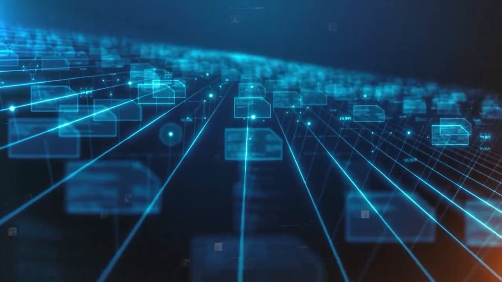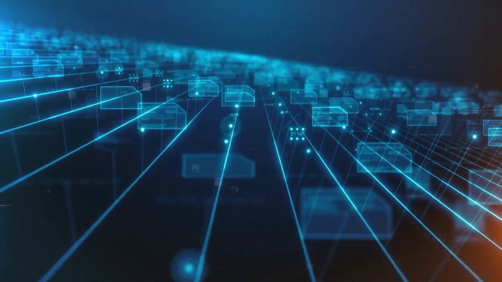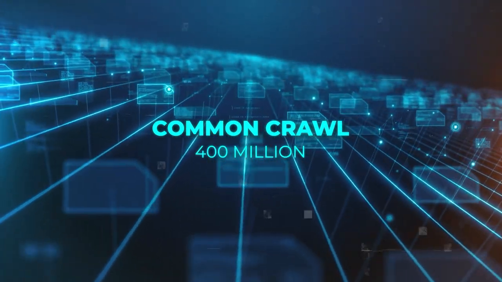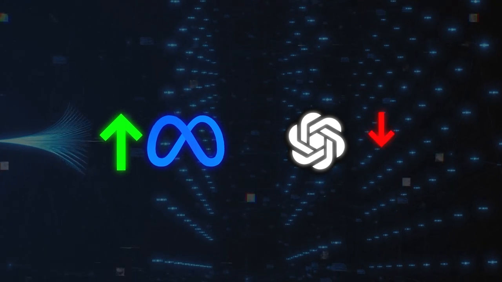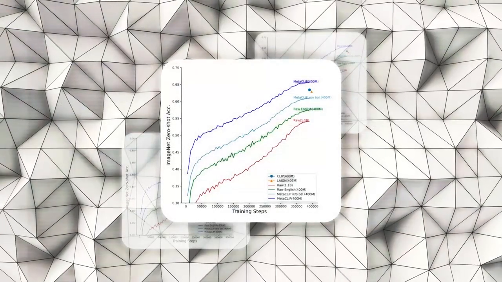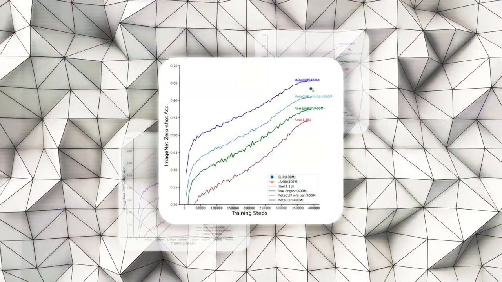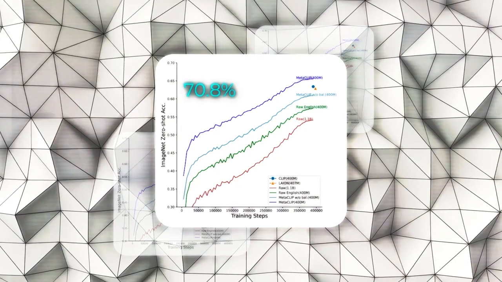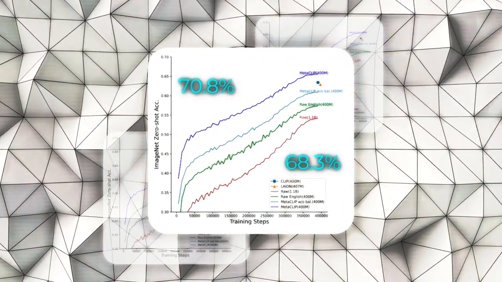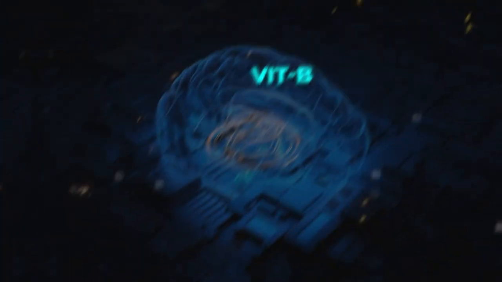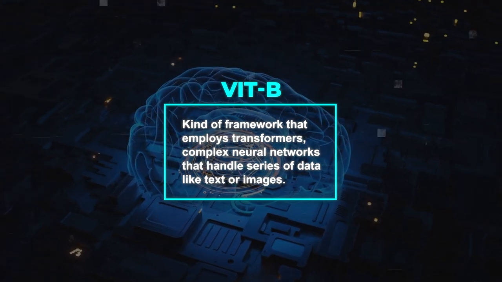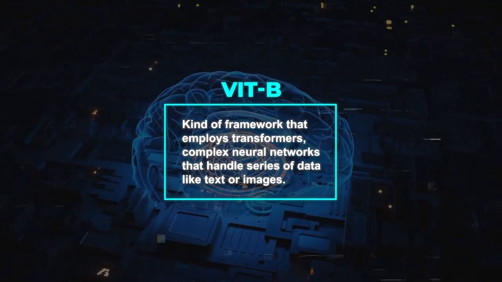By using metadata to filter and balance the data, MetaCLIP puts together a top-quality dataset of 400 million image-text pairs. This dataset performs better than the one used in CLIP on several recognized tests. In a specific test called Zero-Shot ImageNet Classification, MetaCLIP reaches a 70.8% success rate, which is higher than CLIP's 68.3% using a ViT-B model. ViT-B models are a kind of framework that employs transformers, complex neural networks that handle series of data like text or images.